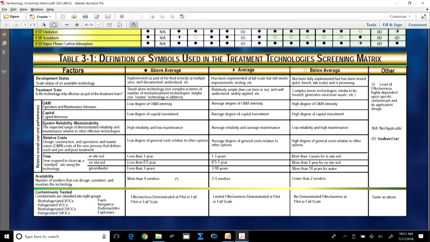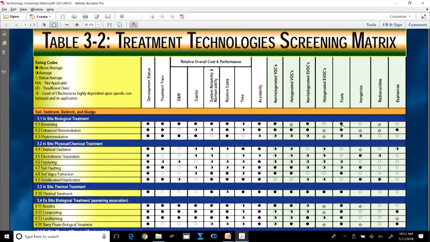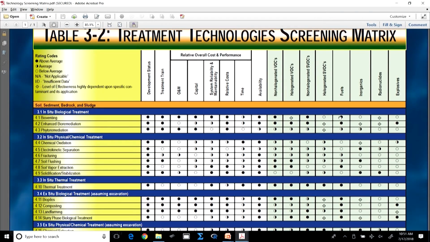Availability, as in there are quite a few people who can get the job done for you, and the effectiveness has been demonstrated in full or pilot scale. Again, we just try to look at what we need to understand when we have this above average classification, I guess. So let's go back to what we have here, and for fuels it looks like it does a pretty good job, right?